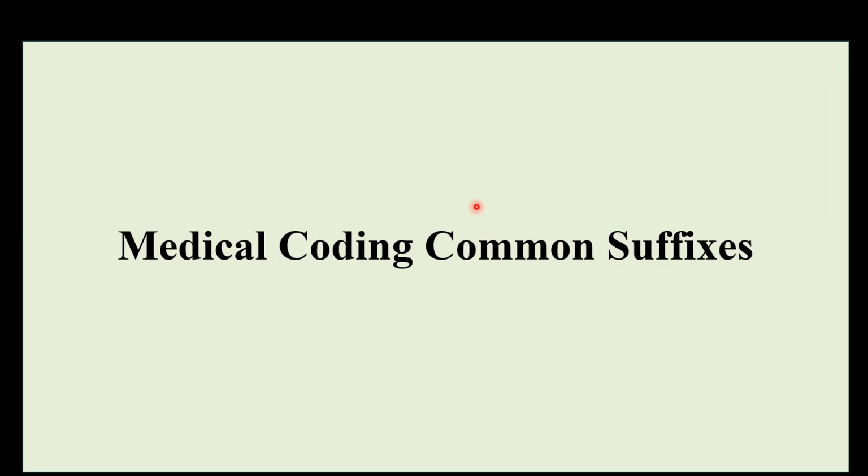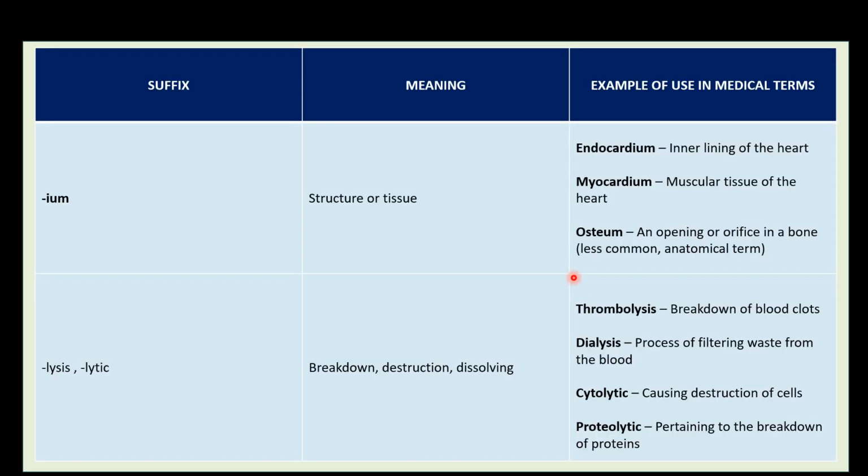So we are going to discuss some common suffixes. The first suffix that we are going to learn today is ium. Whenever you see this suffix at the end of any medical terminology, like here, here and here, that means we are talking about something related to structure or tissue. Either structure or tissue. For example, endocardium, which is the inner lining of the heart. So again, we are talking about the structure of the heart, inner lining, outer lining, right? For this, we are using the terminology endocardium, where ium is used as a suffix.